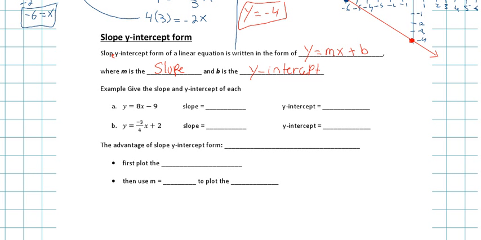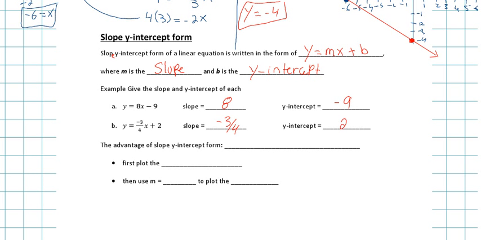I have this equation, y equals 8x minus 9. Can you tell me what the slope is? 8. What's the y-intercept? Negative 9. What's the slope for the second equation, y equals negative 3 over 4x plus 2? Negative 3 over 4. What is my y-intercept? 2. Excellent.